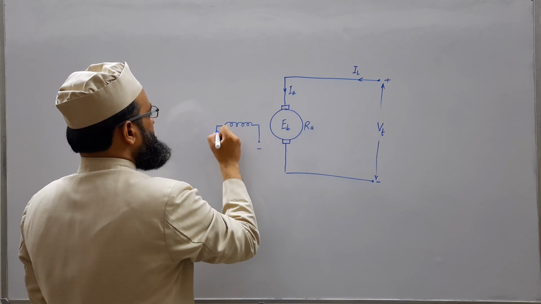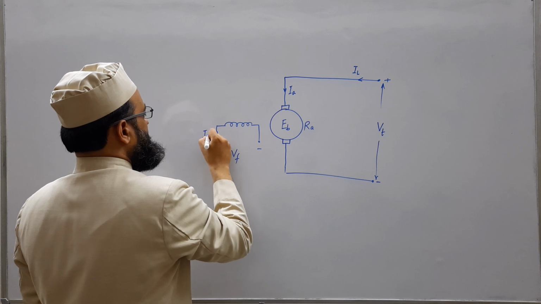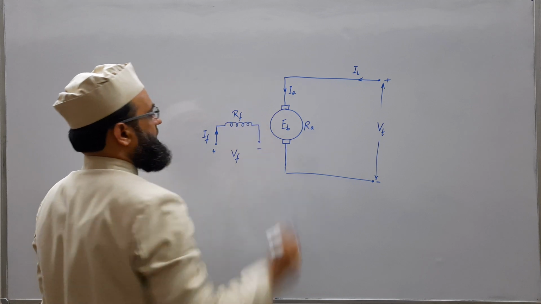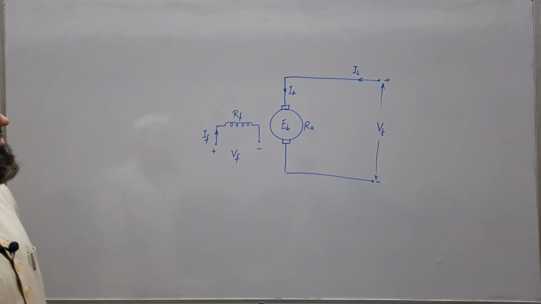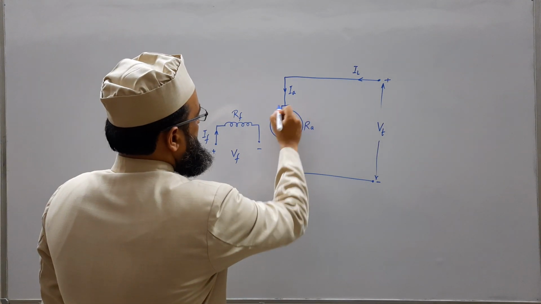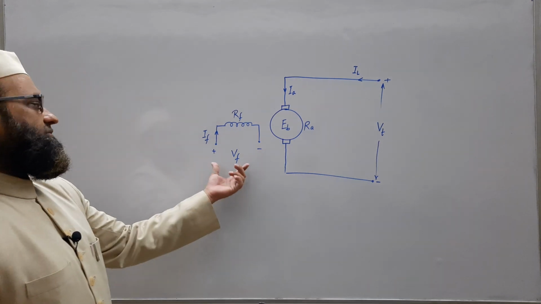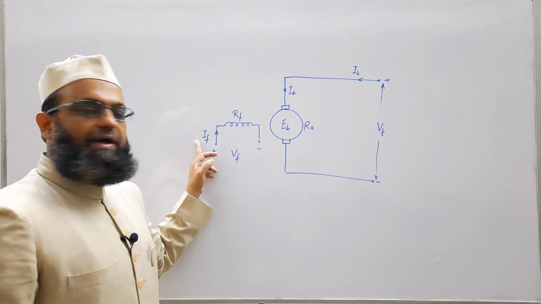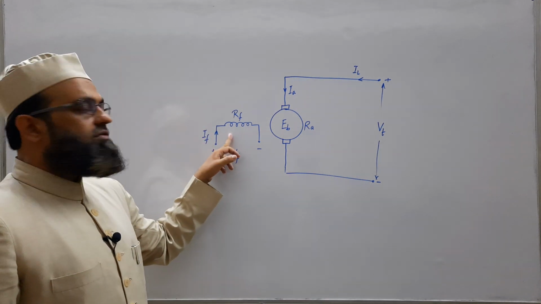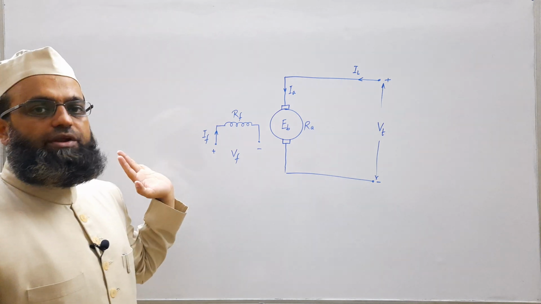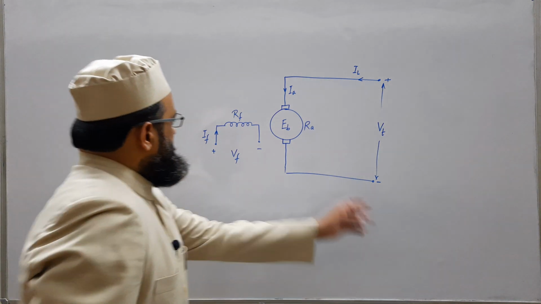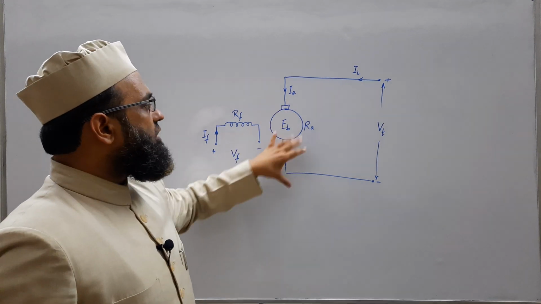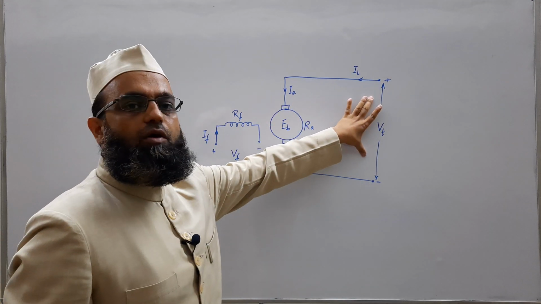So let us mark the field current as If and field resistance Rf. So this is a constant DC voltage source, hence If will be constant, hence the corresponding produced flux phi will be constant. This If in separately excited DC motor is independent of the terminal supply voltage.